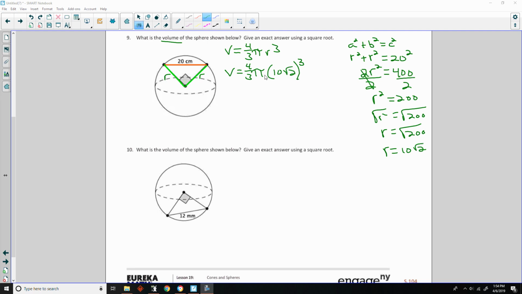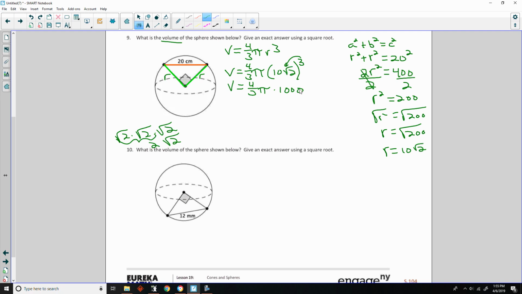Okay, so volume equals 4/3 pi times 10 square root 2 to the third power. So volume equals 4/3 pi, and this 3 gets distributed. So 10 cubed is 10 times 10, which is 100, and 100 times 10, which is 1,000. And 2 square root of 2 times the square root of 2. Let me do that over here. Square root of 2 times the square root of 2 times the square root of 2 is what square root of 2 cubed means. And the square root of 2 times the square root of 2 is 2, and then times square root of 2.